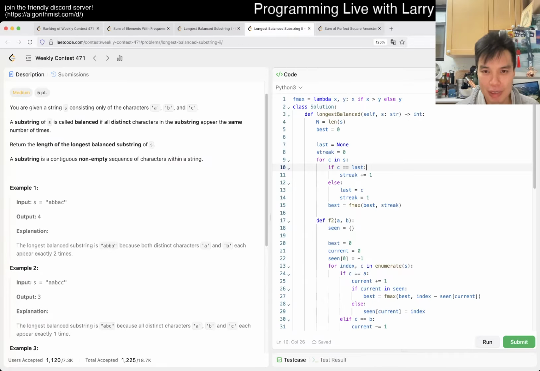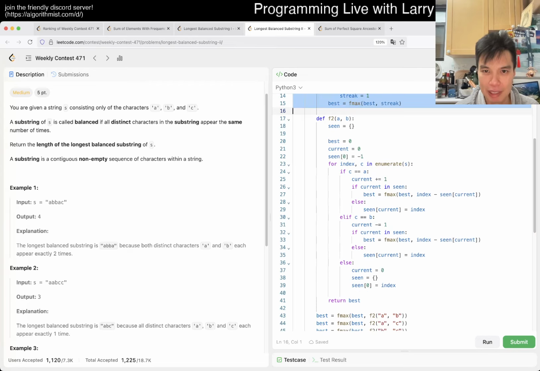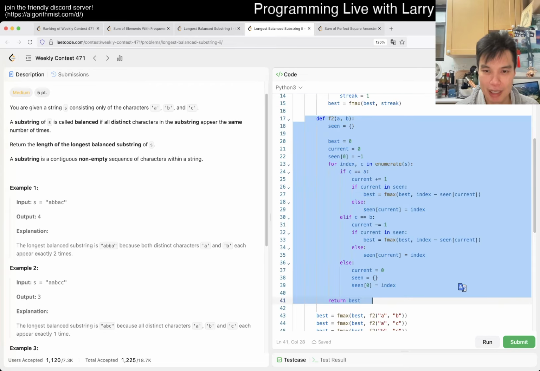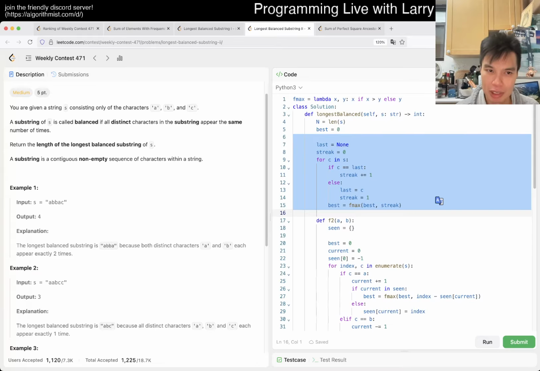I should have known, because I think when I was debugging this, it was returning best as 1, which I should have known was wrong, but I just kind of never followed up on it.